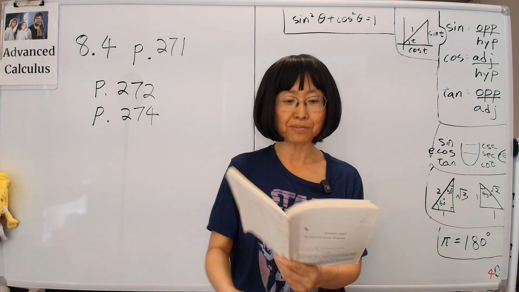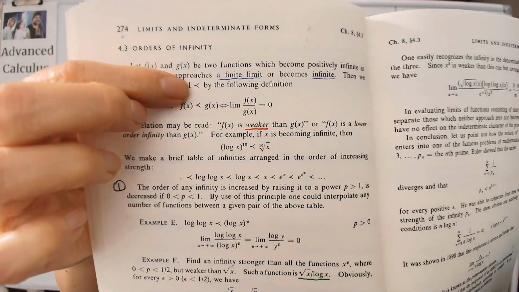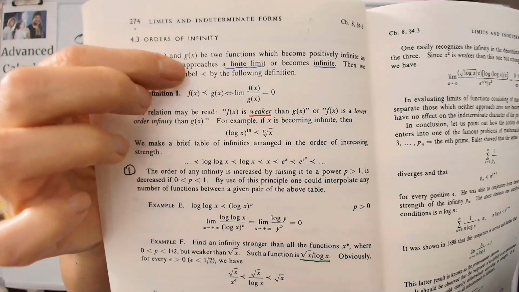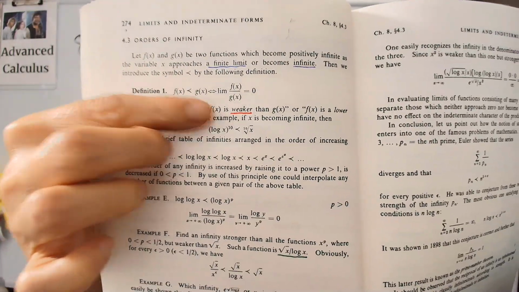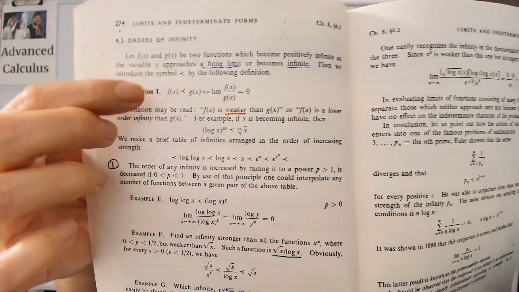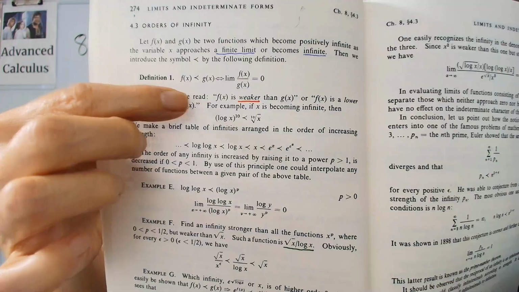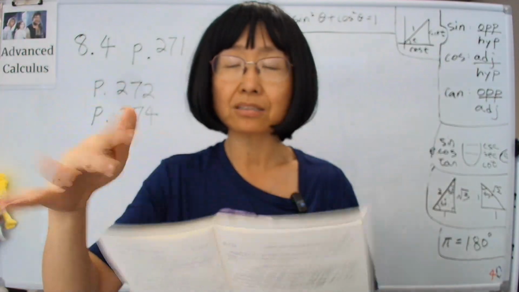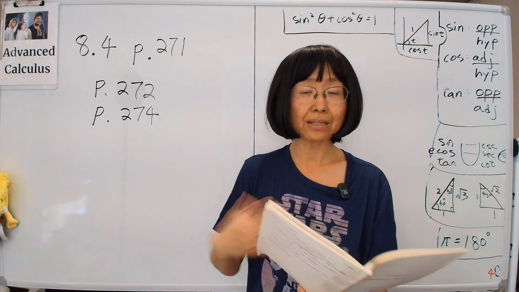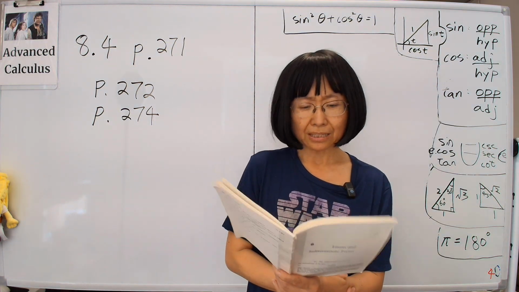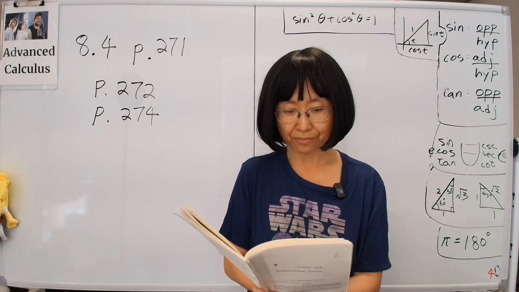Now we're going to introduce a new symbol. That symbol in the book looks a bit like less than, but it's bent. This symbol means f of x is bent like less than g of x, and it is pronounced weaker. If f of x is weaker than g of x, that means the limit of f of x over g of x is equal to 0 as x goes to wherever we're talking about, be it a certain point or infinity. So it's pronounced f of x is weaker than g of x.